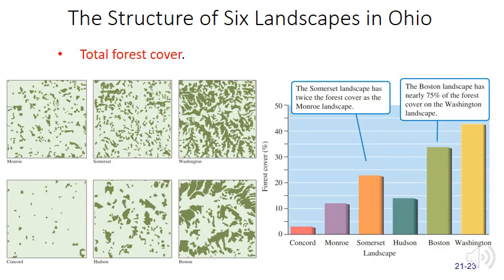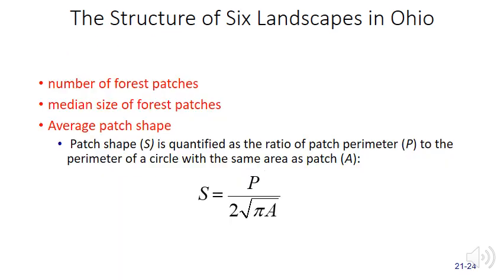So one way you might measure or quantify landscape structure here is just looking at total forest cover. So you can see even at a glance some fairly obvious differences in total forest cover. But by measuring forest cover, Bowen and Burgess actually showed, for example, that the Somerset plot in this case has over double the forest cover that the Monroe plot has, and that wouldn't be obvious at a glance. And so these things can be quite deceptive based on the distribution, shape, and size of the patches themselves.